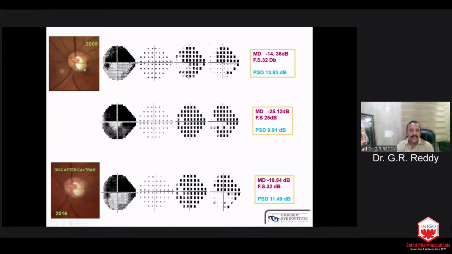And here we think that the total loss is there. Once the cataract is operated, the mean deviation becomes normal. The stable glaucoma, this field is cataract.